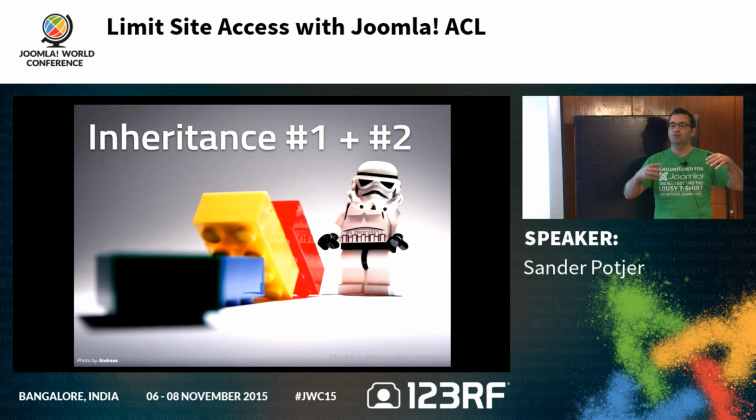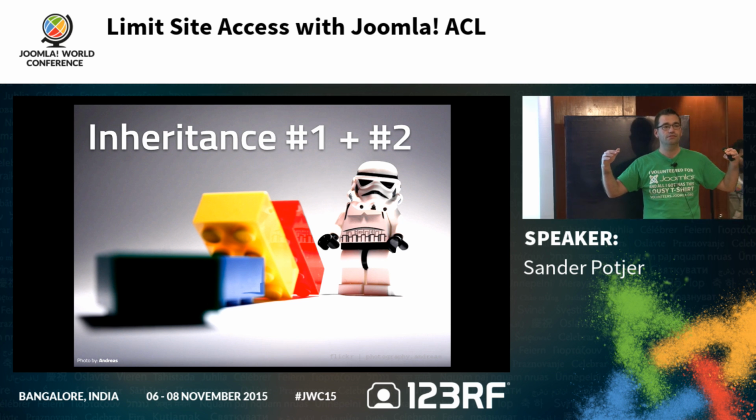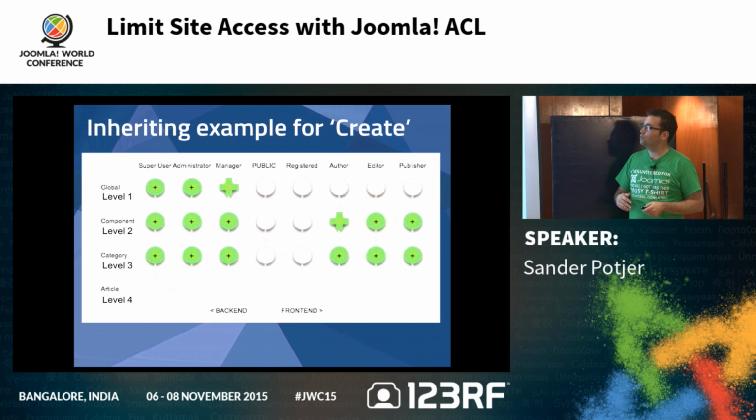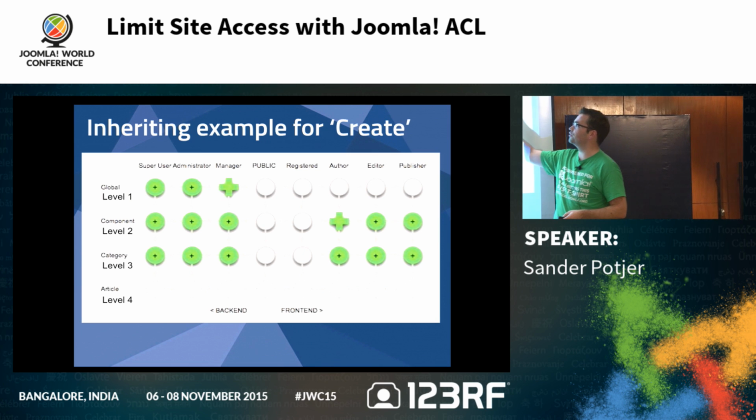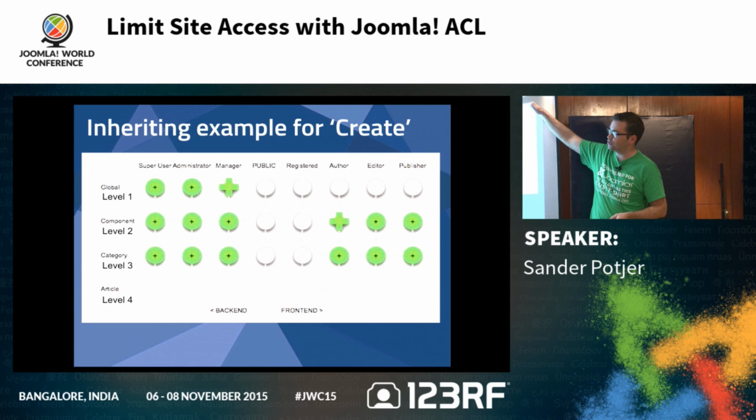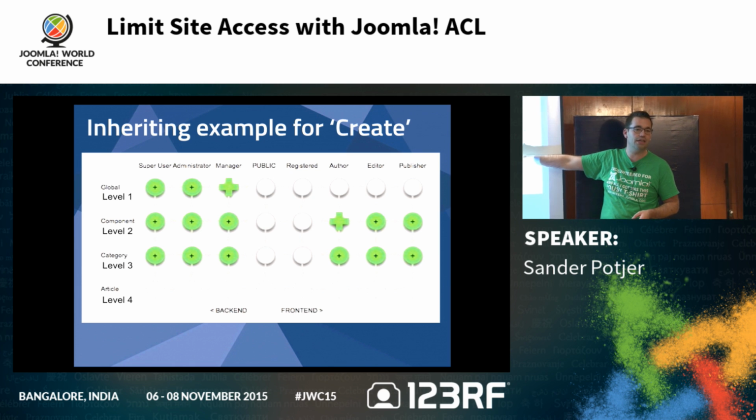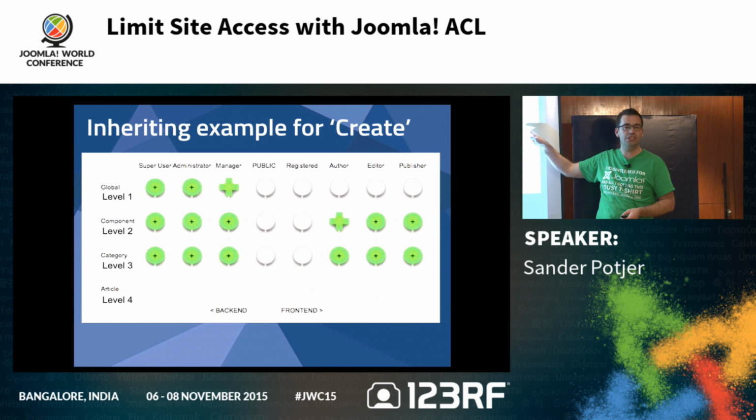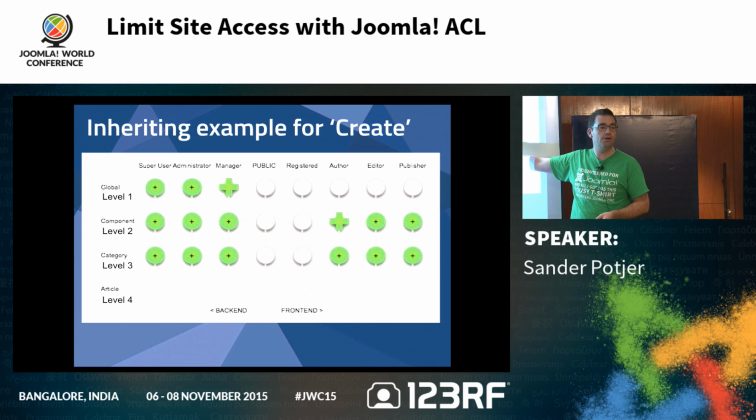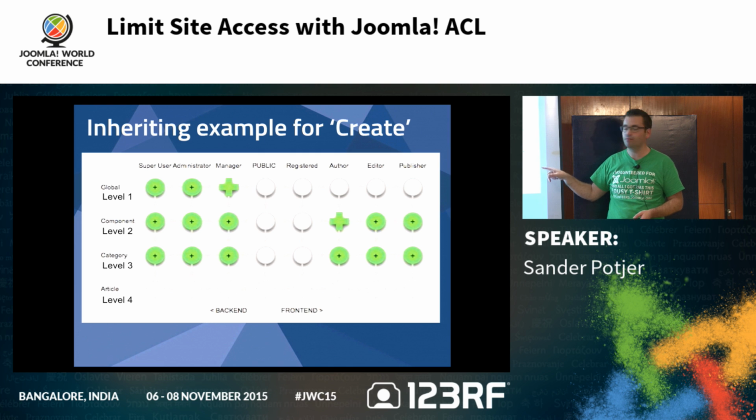The inheritance between the levels and the user groups are combined in Joomla. So when we have an overview where we see the user groups, for example, registered, author, editor, and publisher, and the levels with the global configuration, the component, and the category, when we allow, for example, the create action, it means that the nested user groups inherit that permission, but also all categories within a component. So you see that one allowed is inheriting in multiple directions. The same when we do it on the other side.